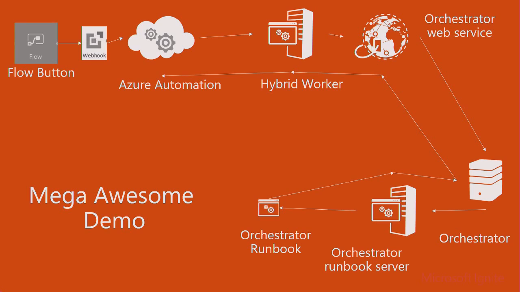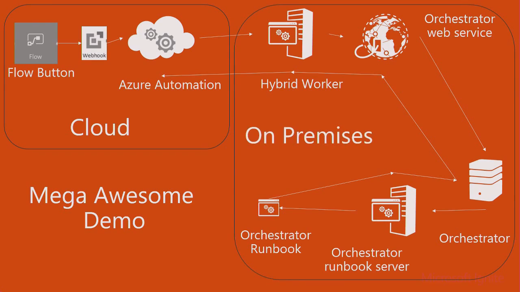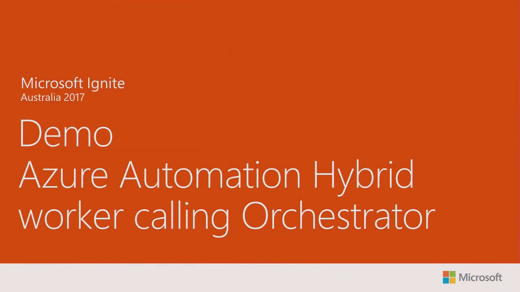So really to accentuate the point, Flow, Webhook, and Azure Automation all sit in the cloud, and the hybrid worker and Orchestrator are on-prem. So anything you're doing today is what you can do in the cloud, on-prem. Okay? So let's look at that. Demo, Azure Automation, hybrid worker calling Orchestrator, or the mega awesome demo.